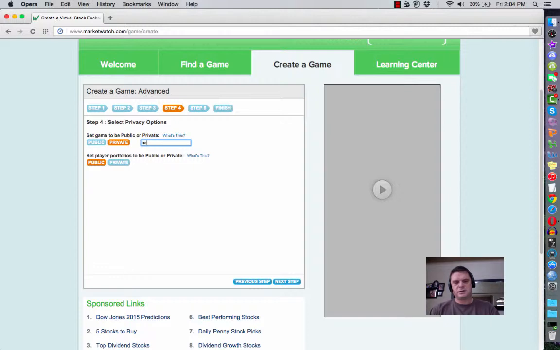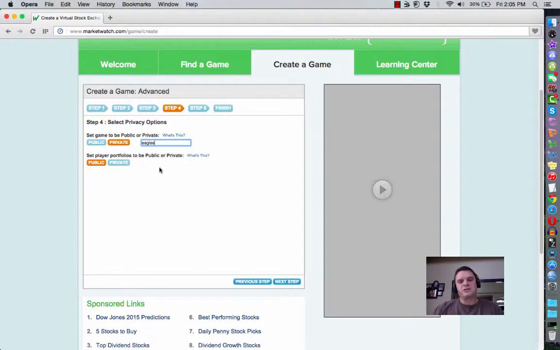Okay, but then I hit public, and the orange means highlighted or selected. Public for player portfolios because you really need to make it public, because you're one of the players as a teacher. You don't see anything that the other students don't see. So in order to grade their activity, you need to be able to see their transactions, and the only way you can do that is to make their portfolio public. So make sure it's public.